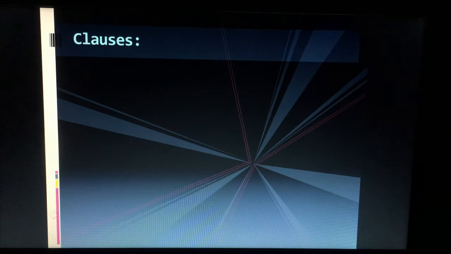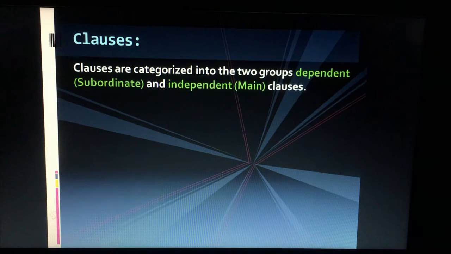We have some categories of clauses. Let's see what they are. Clauses are categorized into two groups. Okay, two groups. The first one is dependent, which is also called subordinate.